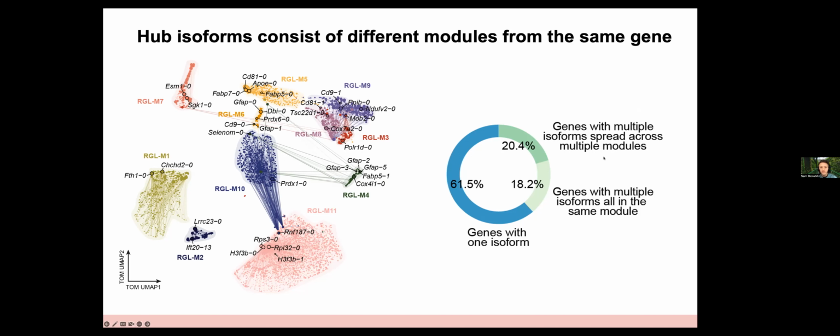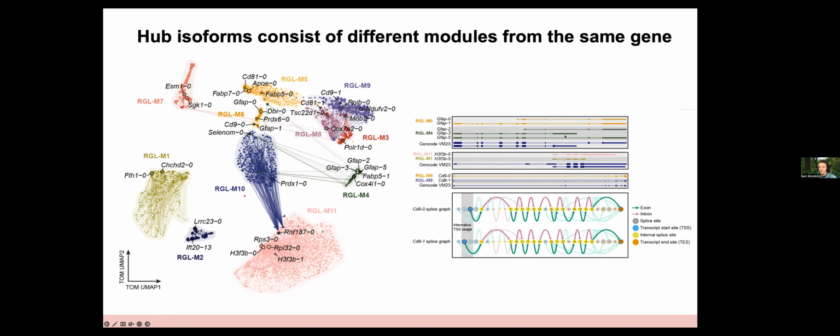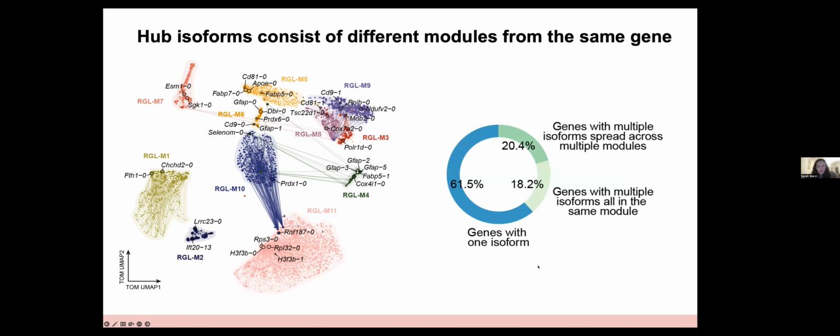And just to highlight, I just noticed the GFAP that you mentioned seems to be a hub gene in various isoforms in different modules, right? So it's not just present in different modules, but it's actually a hub gene in multiple modules. Yeah. Yeah, I think it's in M6, M4, and maybe a couple others.